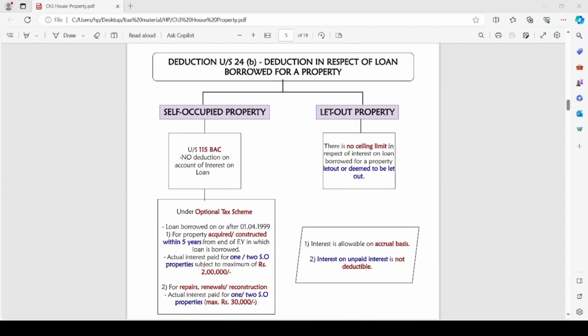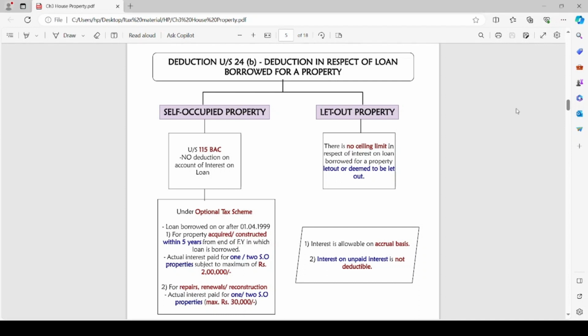Now, we know that any house property can either be self-occupied by the owner himself or it can be let out for rent. And also currently there are two tax regimes running, one being the default tax regime under section 115BAC and the other being the optional tax scheme as per normal income tax provisions. Let us see how deduction under section 24B can be claimed for both sorts of properties under both the regimes.